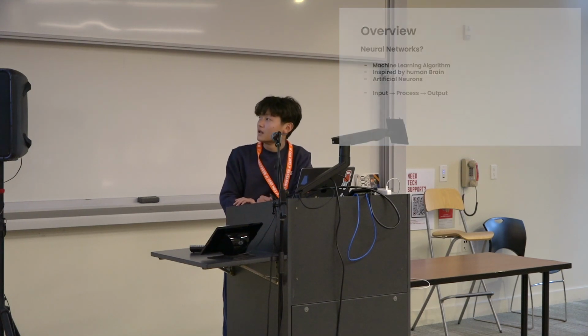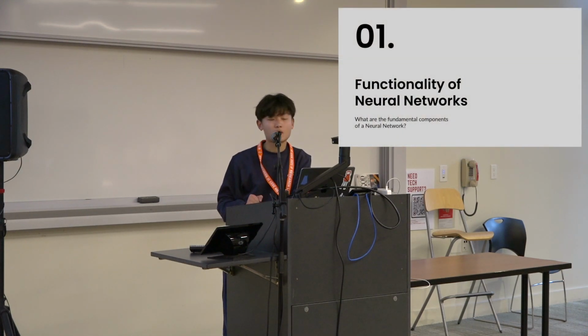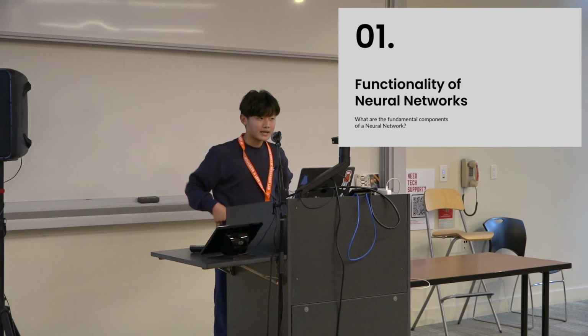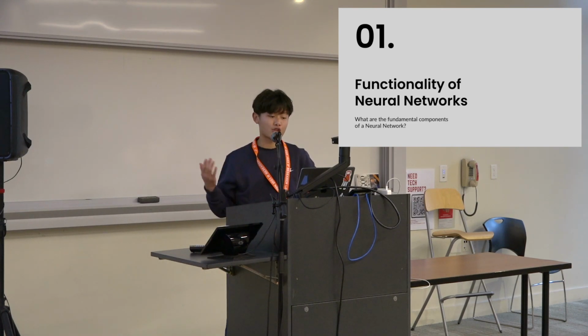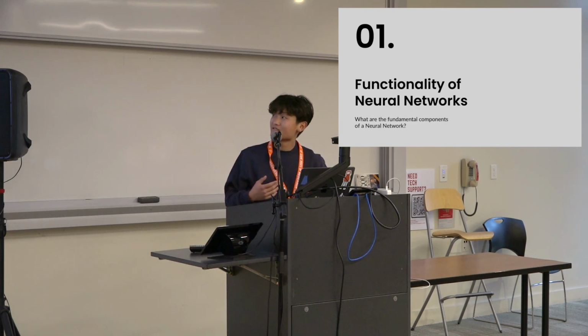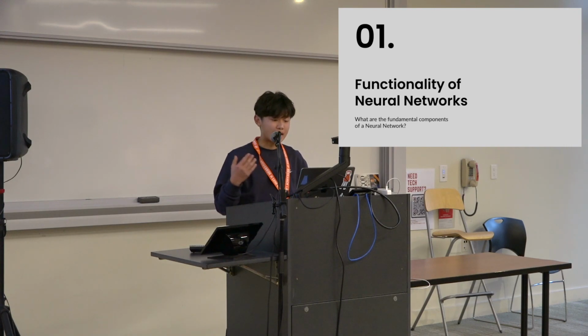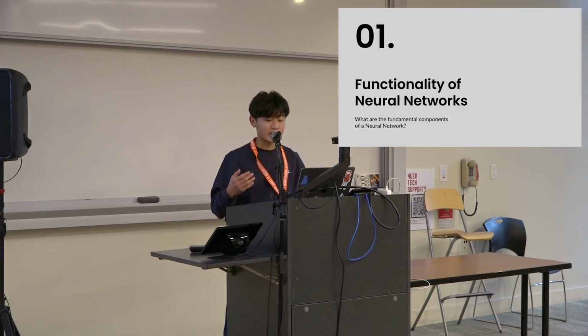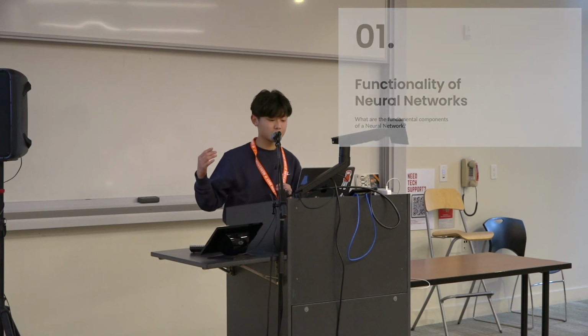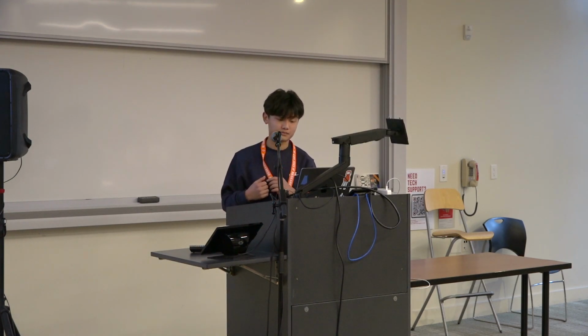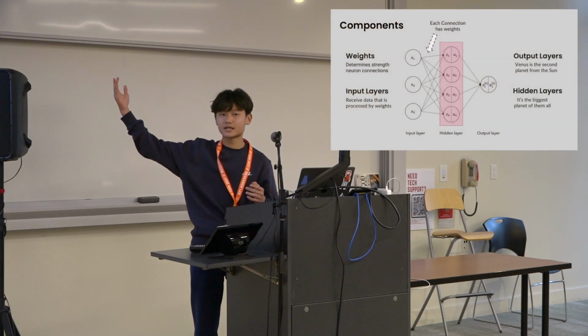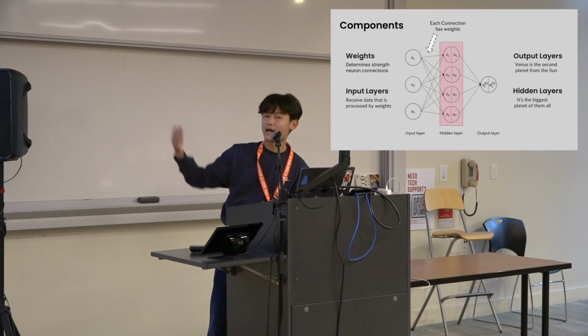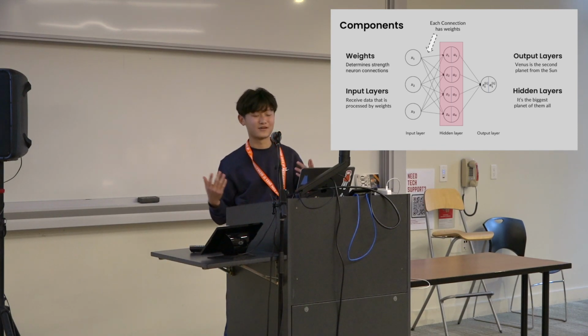So first off, let's talk about the functionality of neural networks, and more specifically, what are the fundamental components of a neural network? Because neural networks are machine learning algorithms, they learn from data and are insanely fast prediction machines. They are designed to learn patterns in data by using a layered structure of artificial neurons, which are connected by weighted links. On the screen here, we can see a basic structure of a neural network, and it doesn't have many layers, so it should be easy to follow.